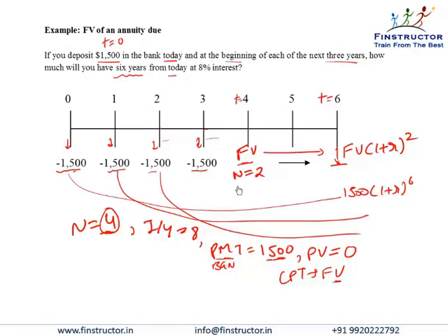N will be entered as 2. I/Y remains the same as 8. PV, the new PV will be this FV that we just calculated. So recall 1 and enter PV. No payments coming in these 2 periods, and then compute FV. This FV now will be the final answer.